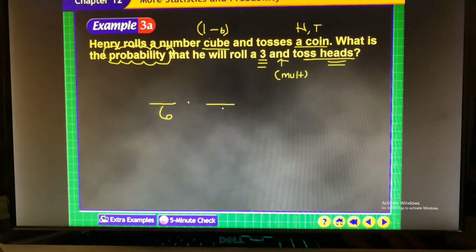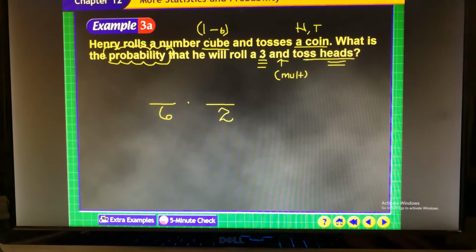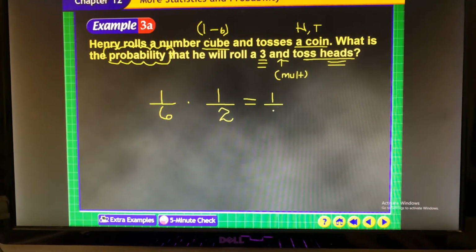How many outcomes are there on a coin? 2. And it says, what is the probability that he gets a 3? How many 3s are there? 1. And tosses a head. How many heads are there on a coin? 1. So what's the probability? 1/12. And you're done.